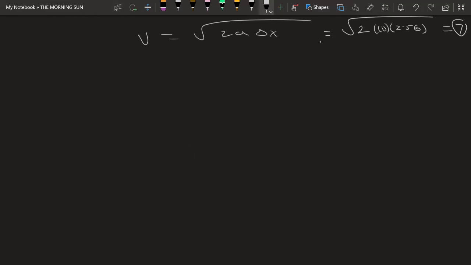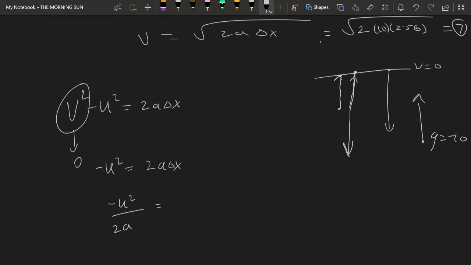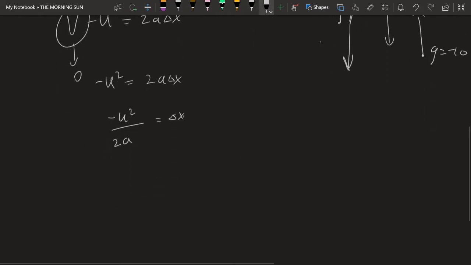So, to find the maximum height, well, we know that v squared minus u squared is equal to 2a delta x, right? At the maximum height, when a ball is thrown upwards, at the maximum the velocity is equal to 0, and then it starts going downwards, right? It decreases in velocity until it reaches the top, and then the velocity starts to go down. So our final velocity is 0. In other words, minus u squared is equal to 2a delta x. Since the ball is going upwards, a is negative 10. In other words, minus u squared over 2a is equal to delta x, and that should be our maximum height.